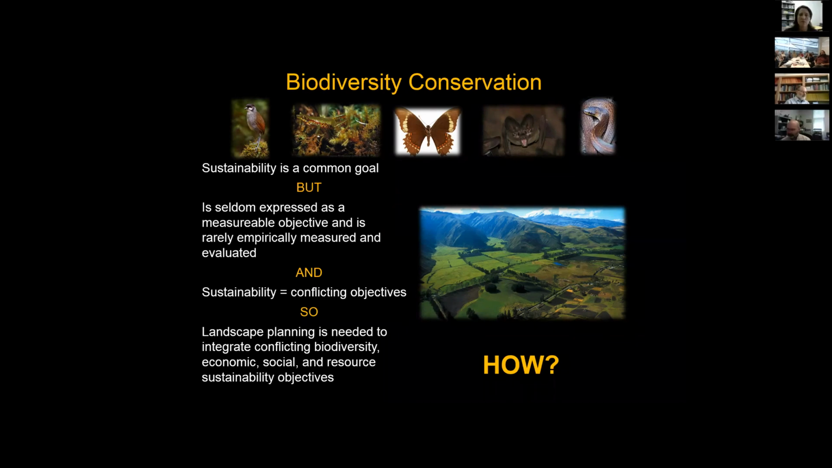If you look at the photograph on the right, this is a landscape in Ecuador. It's a multi-use landscape. We're thinking about conflicting objectives of how to maintain landscapes for species and for the communities that live within that area. There are resource use objectives that may be conflicting, as well as biodiversity objectives that may be conflicting. So landscape planning is really needed to integrate these conflicting biodiversity, economic, social, and resource sustainability objectives. But the big question is exactly how do we do that? It's a complex problem, and it's a complex spatial problem.